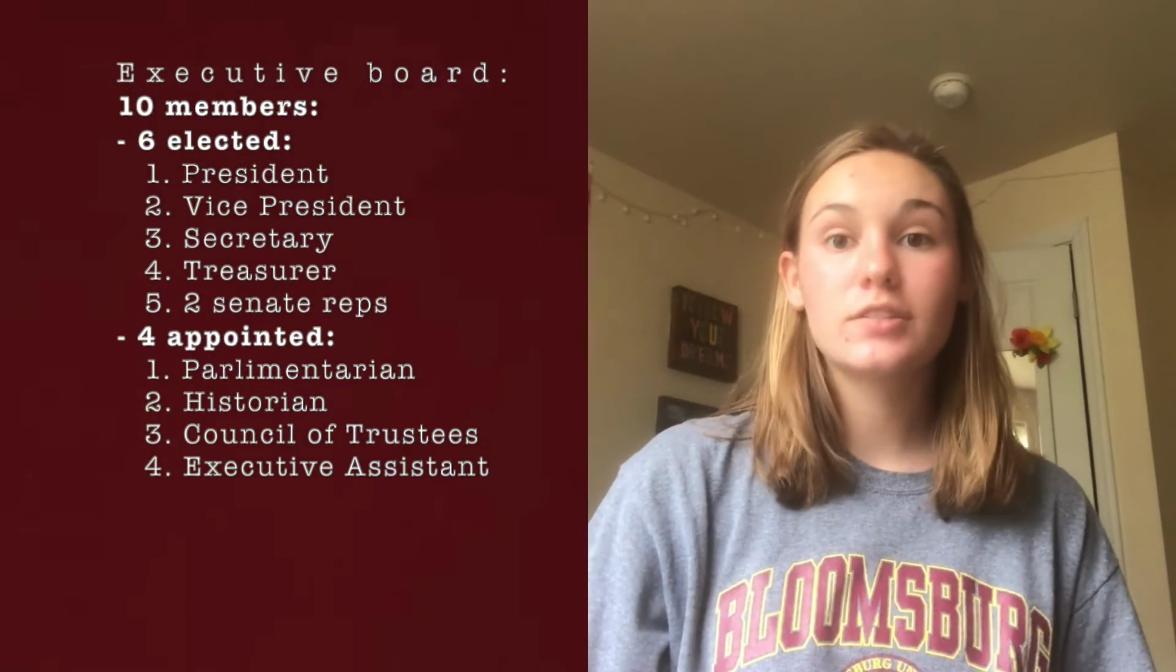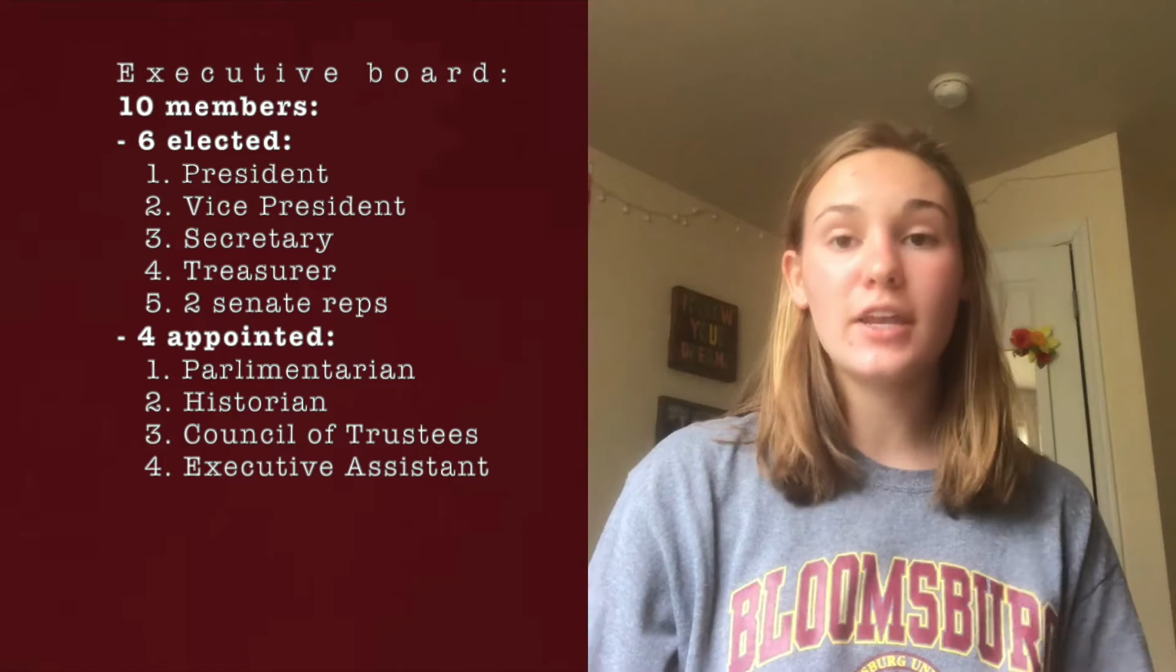But getting back into the organization of the actual CGA student body, CGA is split up into two main groups. So we have our executive board and the Senate. In the next portion of the video, I'm just going to go through what those different portions look like. Alright, so the first portion that I'm going to talk about is our executive board. The executive board consists of 10 different members.